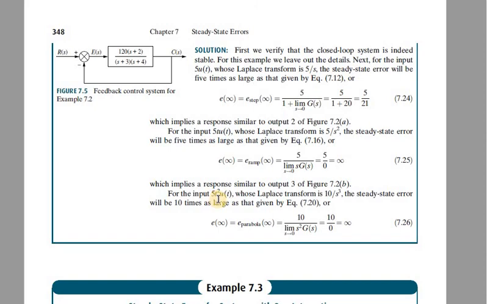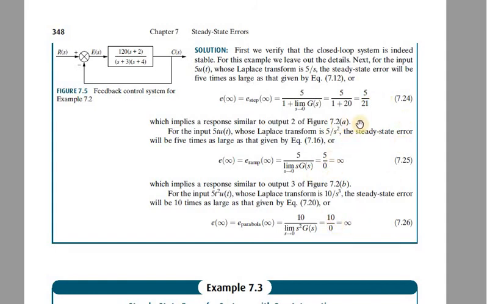Now let's look at the parabola. If ramp is infinite, you normally know that parabola is also infinite. So just look here. We just write the formula for parabola, that is 10 divided by limit s square g of s. When we plug in the value, it becomes 10 by 0, which is equal to infinity.